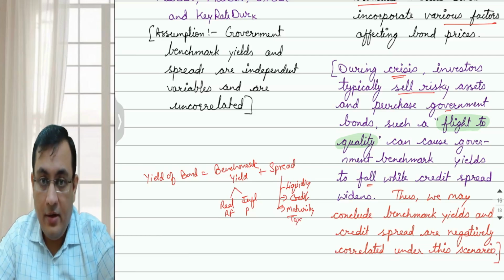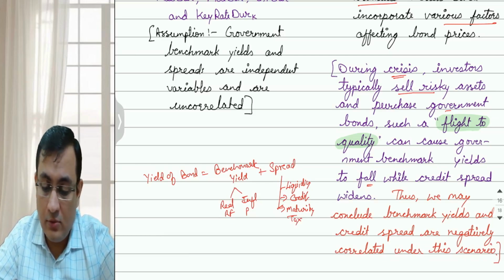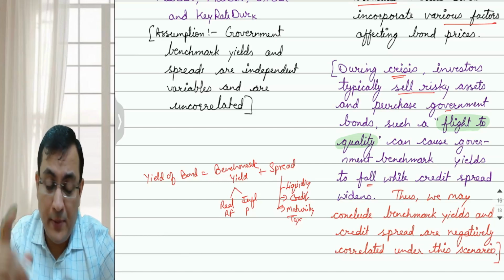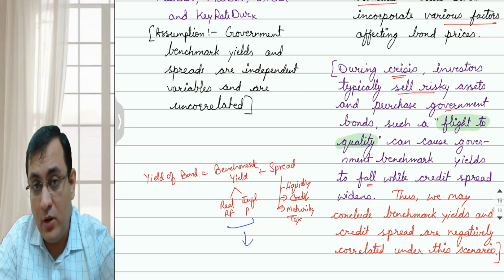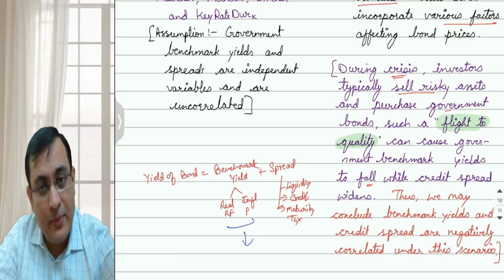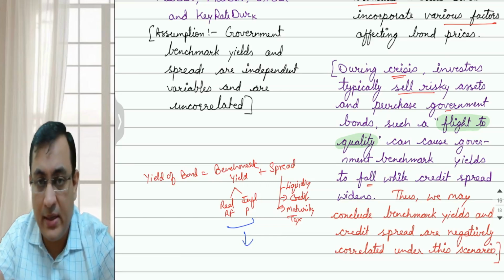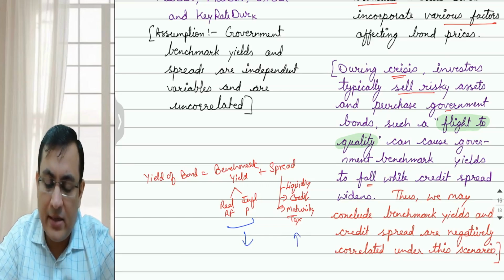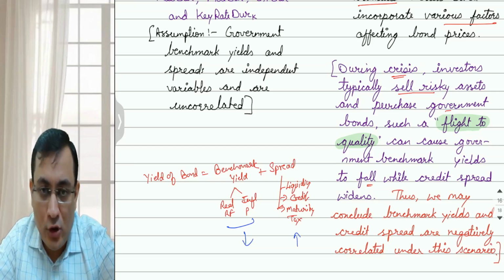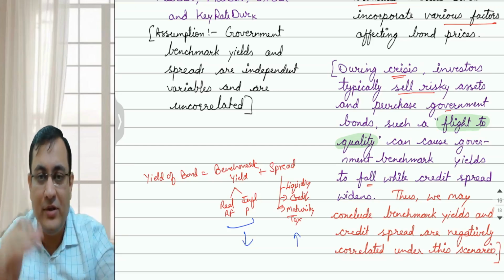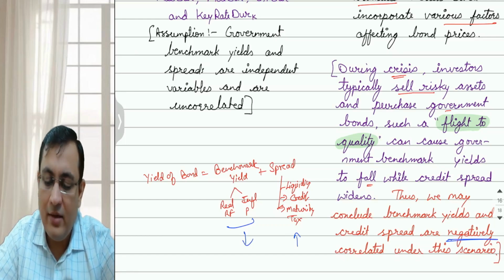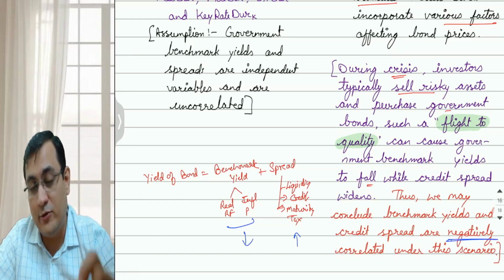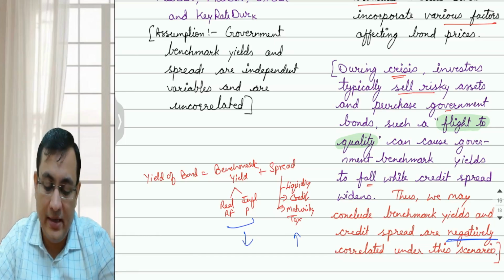So here what we concluded is that in a stress period, specifically in that period, this yield is going down, because government bonds are in demand, so their prices will go up and yield will go down. Benchmark yield represents the government yield. And credit risk is increasing, so the spread is going up. So somewhat they are offsetting each other. Thus we may conclude that benchmark yield and credit spread are negatively correlated under this specific scenario, when there is a flight to quality.